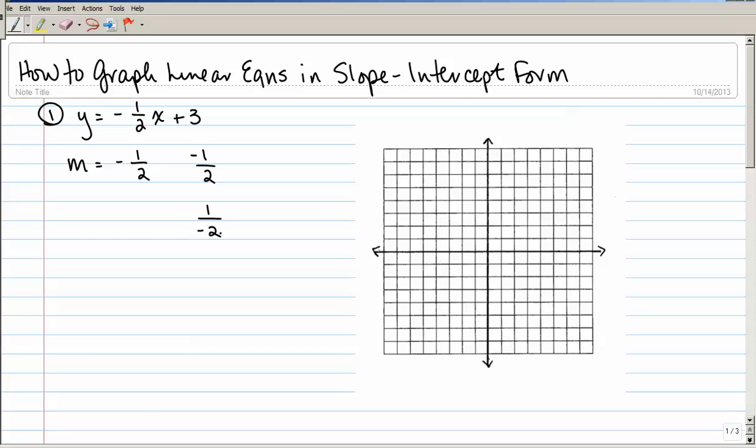Now remember, my slope tells me how I'm going to move. So negative 1 on top means down 1, and a positive 2 on the bottom means right 2. A positive 1 on top means up 1, and a negative 2 on the bottom means down 2. Left 2.